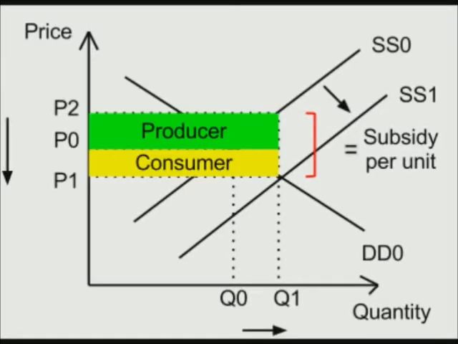The colored area is the benefit shared between producer, represented by green, and consumer, yellow. The size of these areas varies with the elasticities of demand and supply. Now let us put this into context.